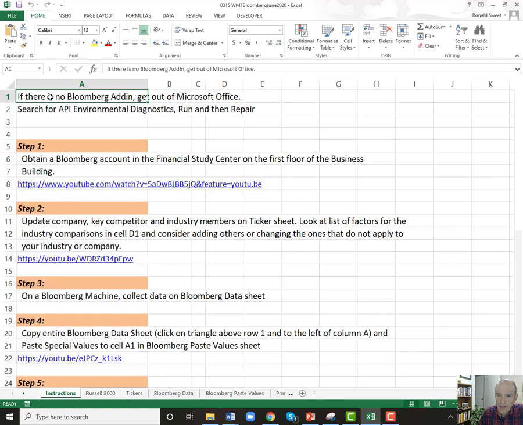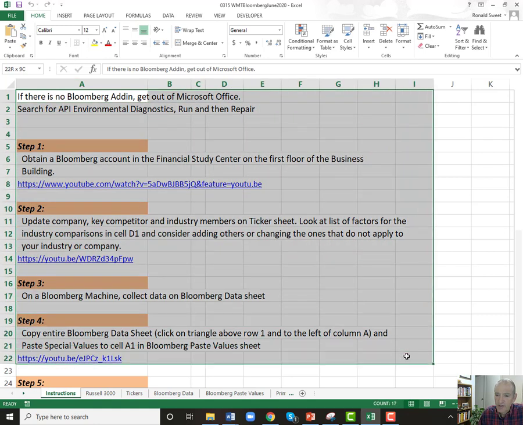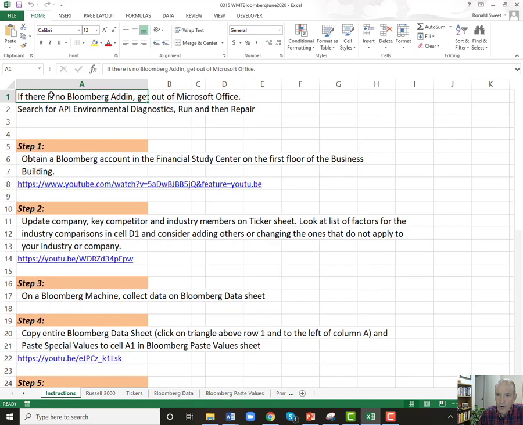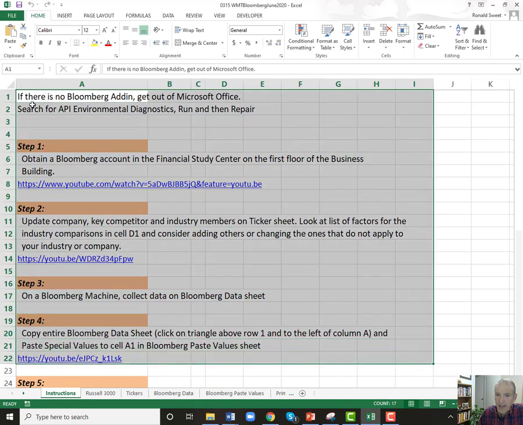However, I do recommend, especially accounting and finance majors, that you actually go through and create this spreadsheet. Do exactly this. Go into the Bloomberg lab and do this. You can't do this from home. You have to be on campus to do this. But go into the Bloomberg lab and actually do this for yourself. Create this for another company.